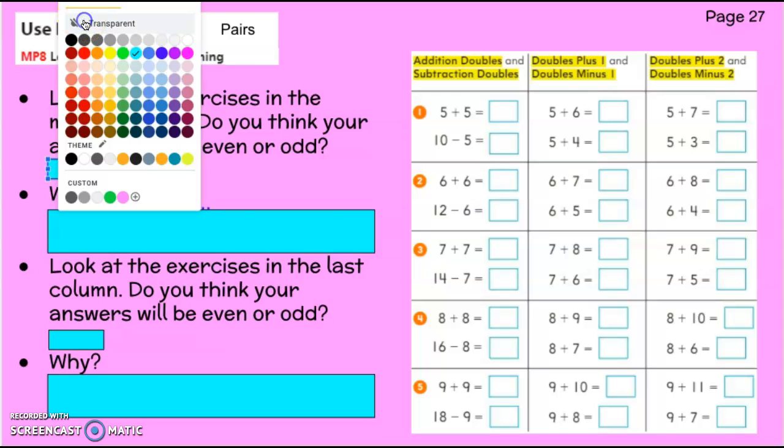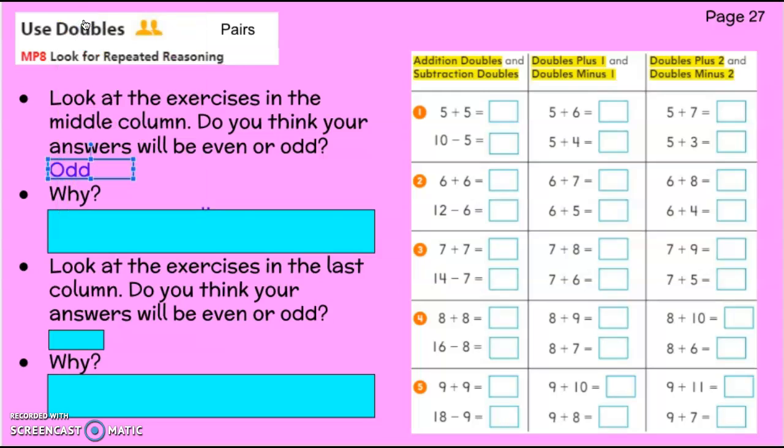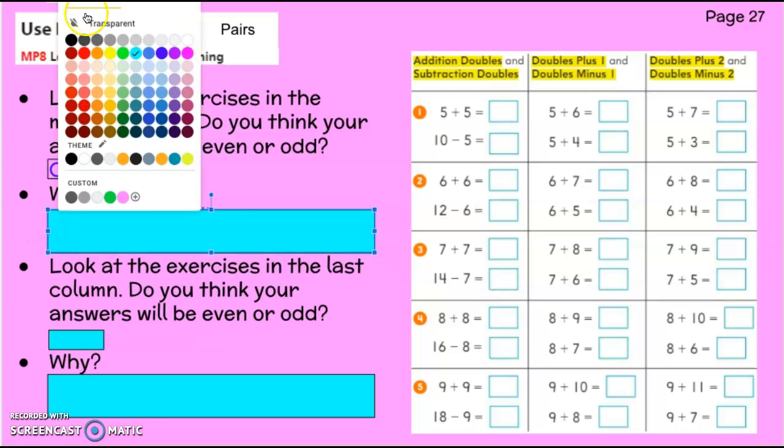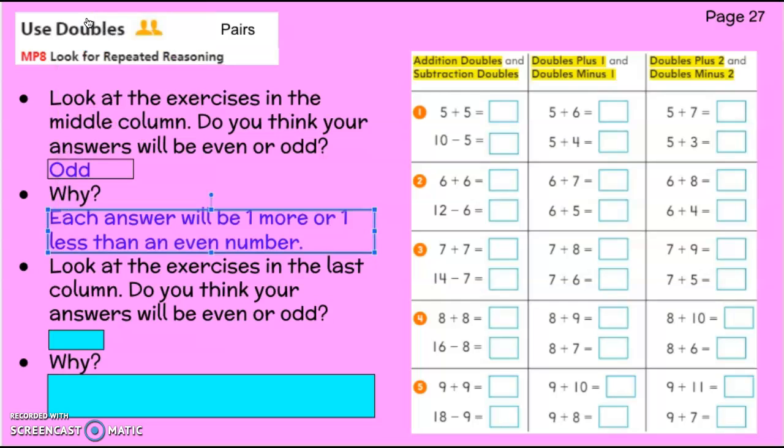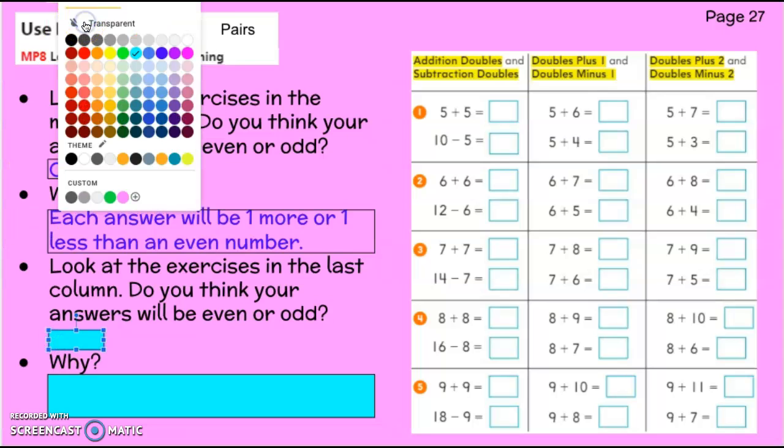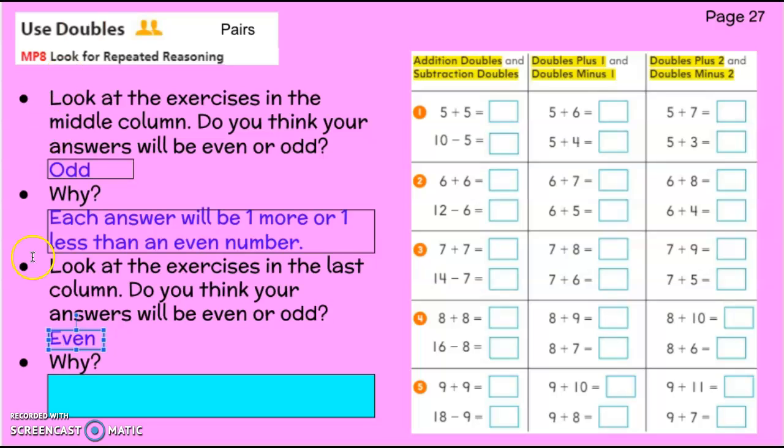Let's see if you're right. Odd. You knew it because each answer will be 1 more or 1 less than an even number. Look at the exercises in the last column. Do you think your answers will be even or odd? So way over to the right here, double plus 2 and double minus 2, even or odd? Ready? You're right, it's even. Why?